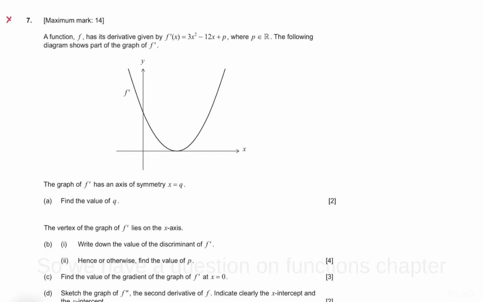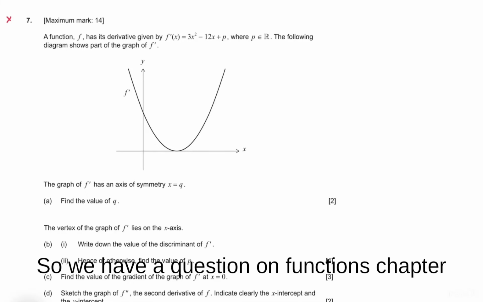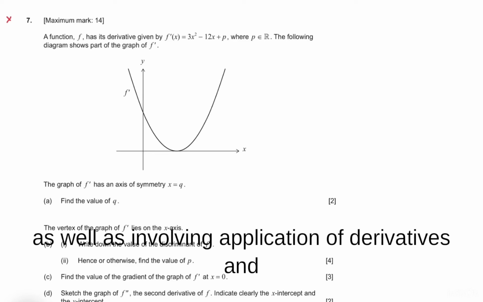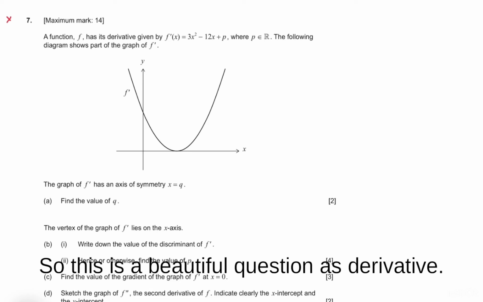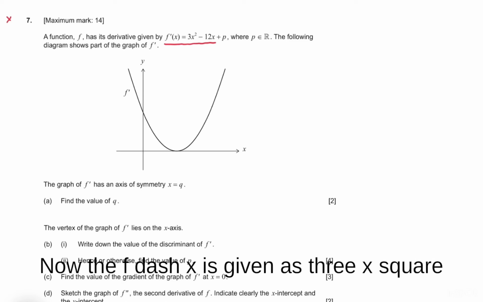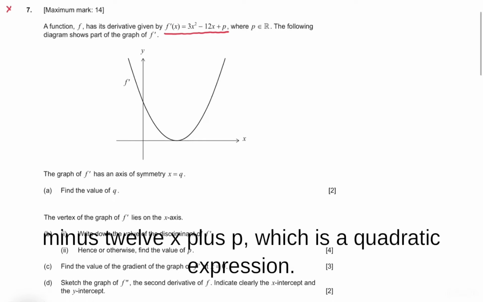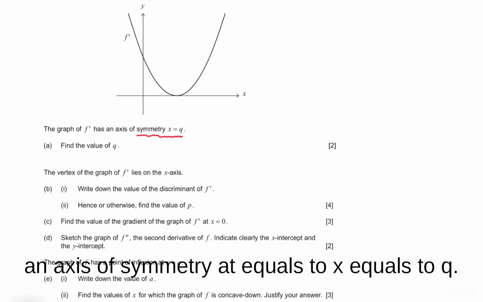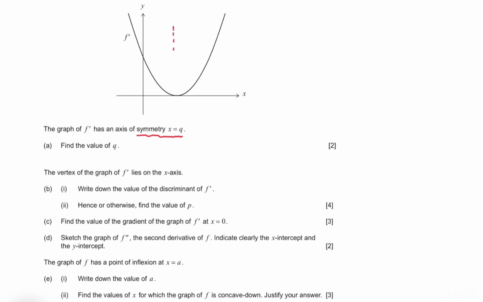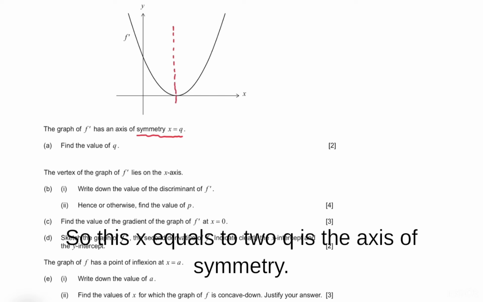Hello friends, so we have a question on the functions chapter as well as involving application of derivatives and some concepts of quadratic equations also. So this is a beautiful question on derivatives. Now f dash x is given as 3x square minus 12x plus p, which is a quadratic expression, and it is also given that f dash x has an axis of symmetry x equals q. So this x equals q is the axis of symmetry.